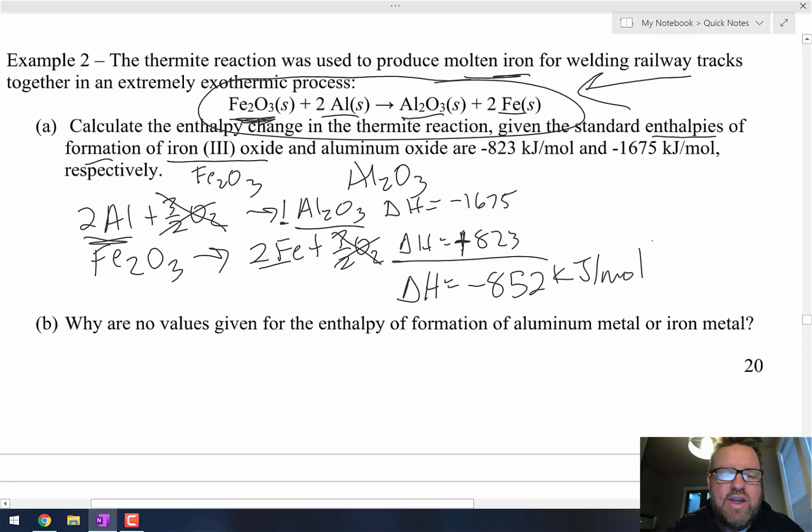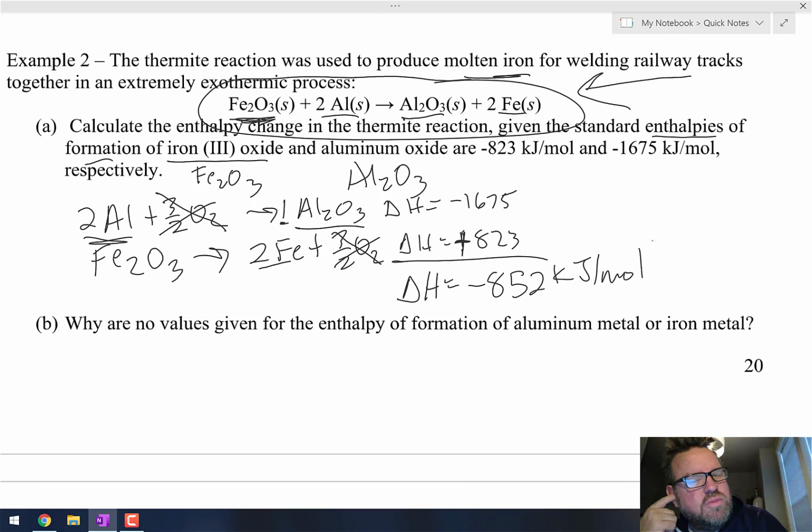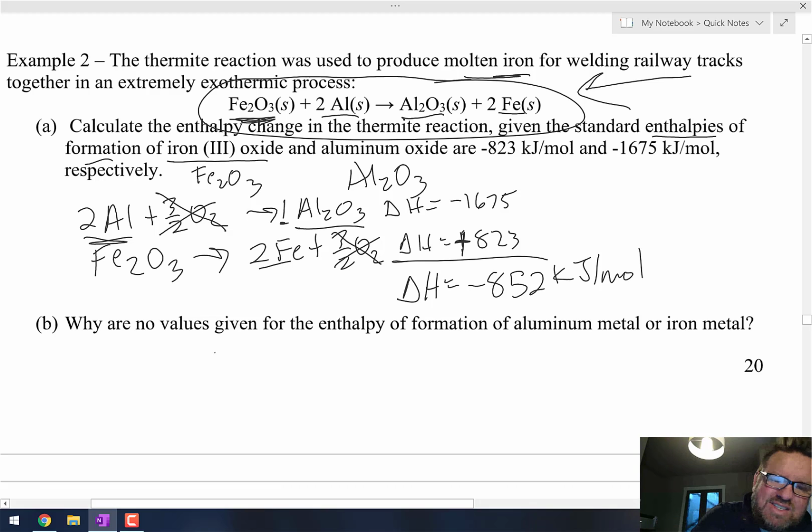Okay, no values are given for the enthalpy of formation of aluminum or iron metal because they are in their elemental form. Okay, same thing with oxygen.